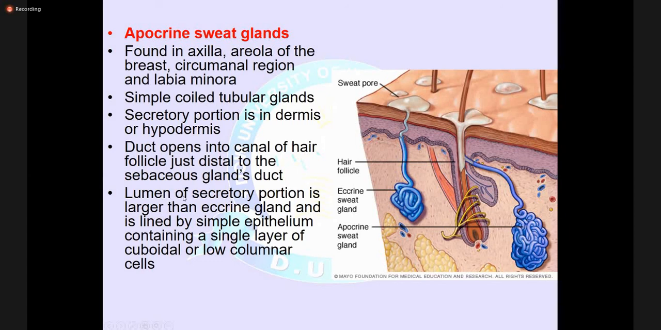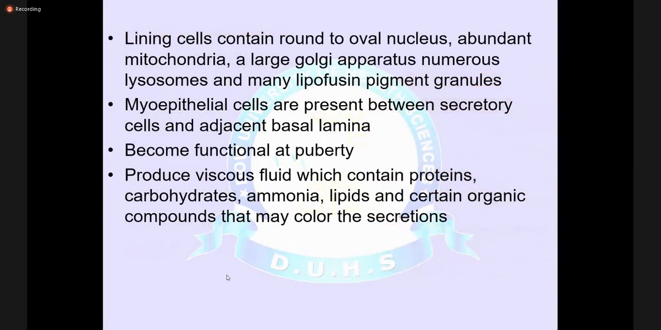The lumen of the secretory portion is larger than in the eccrine gland, so we can see the difference. These are the eccrine sweat glands, and this is the apocrine sweat gland. They are lined by a simple epithelium containing a single layer of cuboidal or low columnar cells. The lining epithelium contains oval nuclei, a large amount of mitochondria, a large Golgi apparatus, lysosomes, etc. And it becomes functional at puberty.